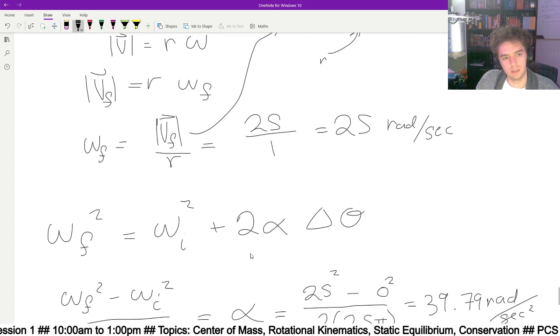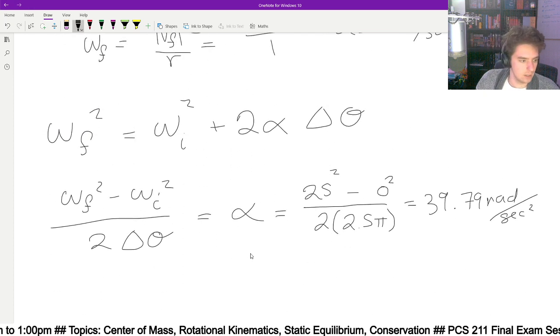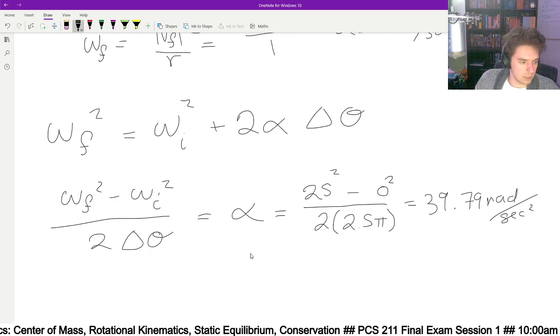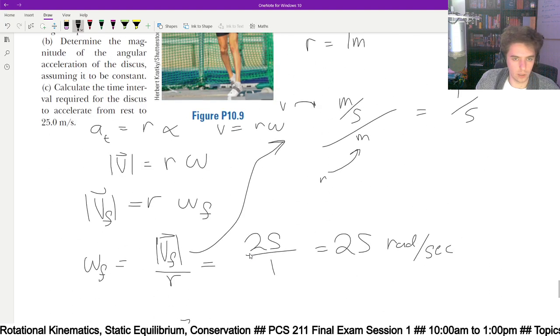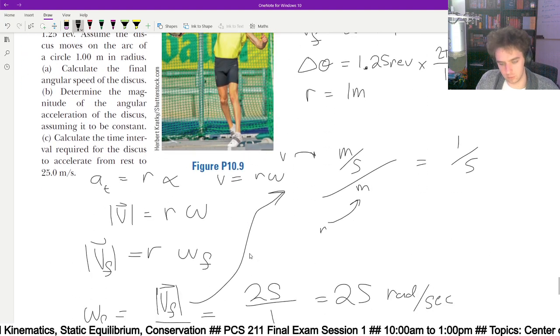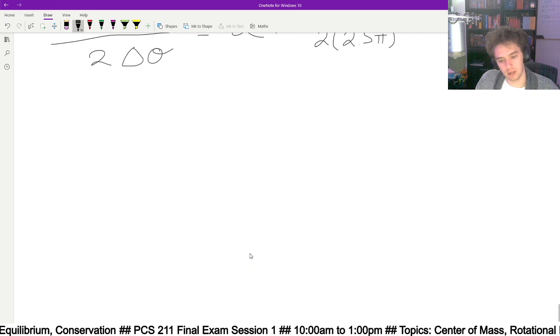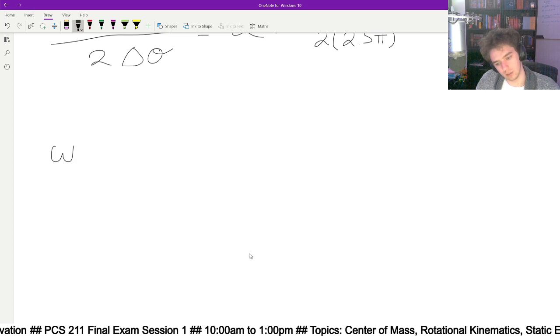So, okay, that was our alpha. Determine the magnitude of the acceleration. Then calculate the time interval required for the discus to accelerate from rest to 25 meters per second. So just calculate delta t. We can just use our normal formula here, one of our kinematics ones.